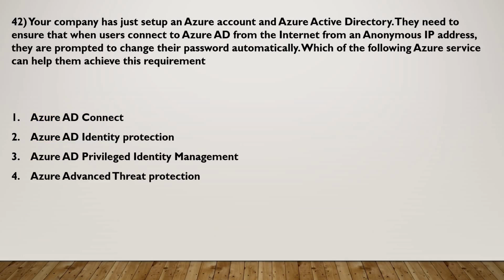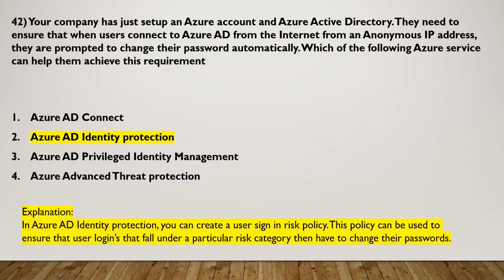A company has just set up an Azure account and Azure Active Directory. They need to ensure that when users connect to Azure AD from the internet from an anonymous IP address, they are prompted to change their password automatically. Which of the following Azure services can help them to achieve this requirement? We can use the Azure AD Identity Protection service to achieve this requirement. In Azure AD Identity Protection, you can create a user sign-in risk policy. This policy can be used to ensure that users' logins that fall under a particular risk category then have to change their password.